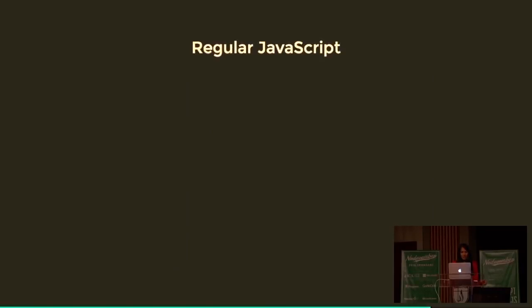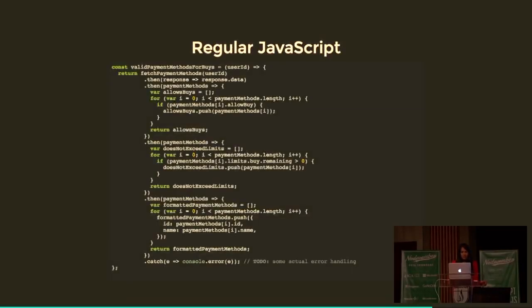So what? All right, so I'm going to show you another example to see if you might be convinced. Here's an old piece of code that I found in a code base that I updated, but this was how it looked. Basically, it fetches the valid payment methods for a user. What valid means is, first it fetches all the payment methods for the user, then it iterates through the payment methods and finds the ones that have allowed by true as a property, and then it iterates through them again and checks that a property limits.by.remaining is greater than zero, meaning their buy limit is greater than zero, and then it formats it by returning just an ID and the name of the payment method.